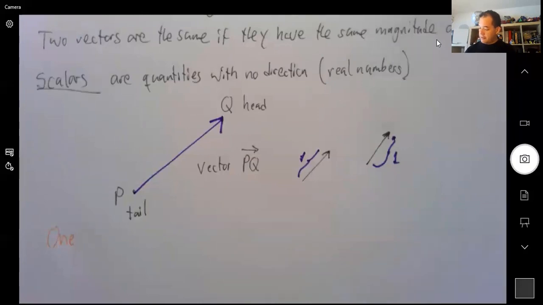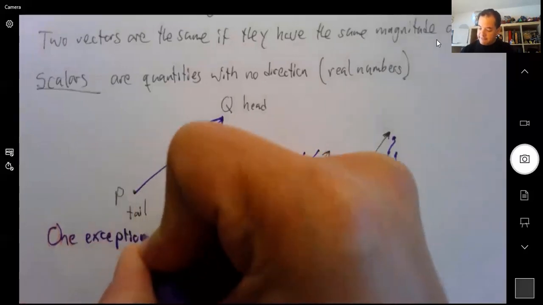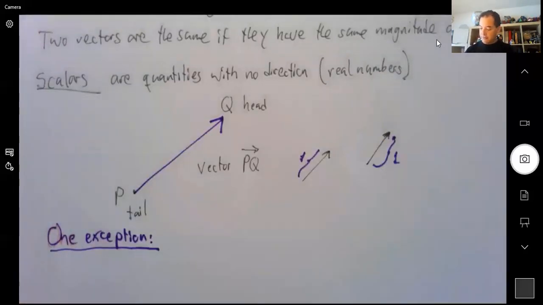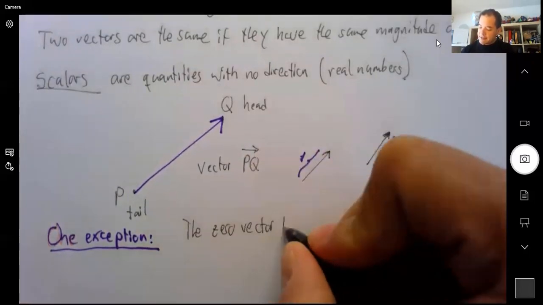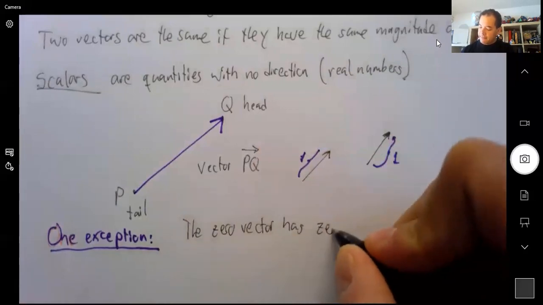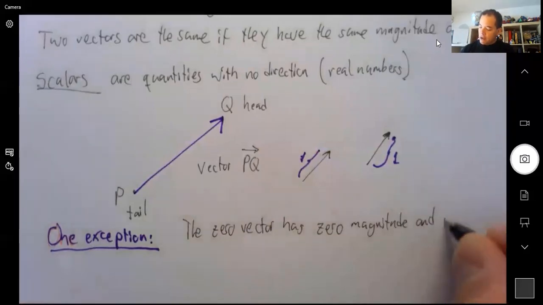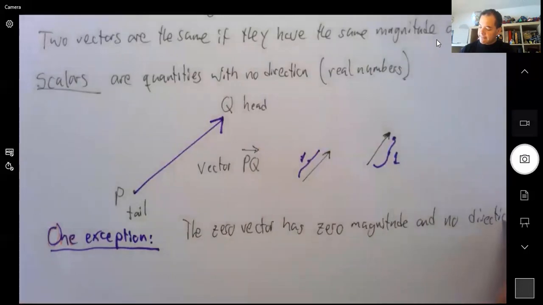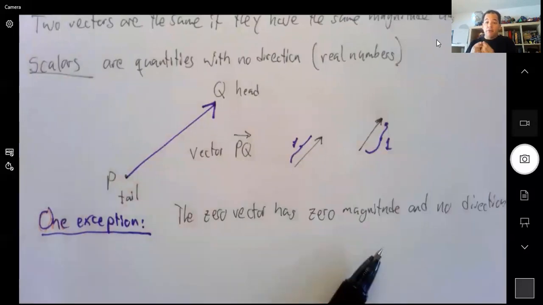One exception, put it with purple. One exception, the 0 vector, right? Because the 0 vector has 0 magnitude and no direction. So think of it as an arrow, but the length of the arrow is 0. And therefore, you cannot tell in which direction it is pointing, right? Because it's not really pointing anywhere. Okay? All right.